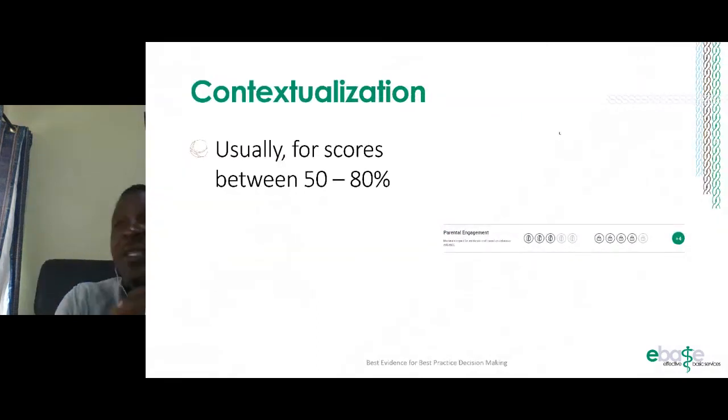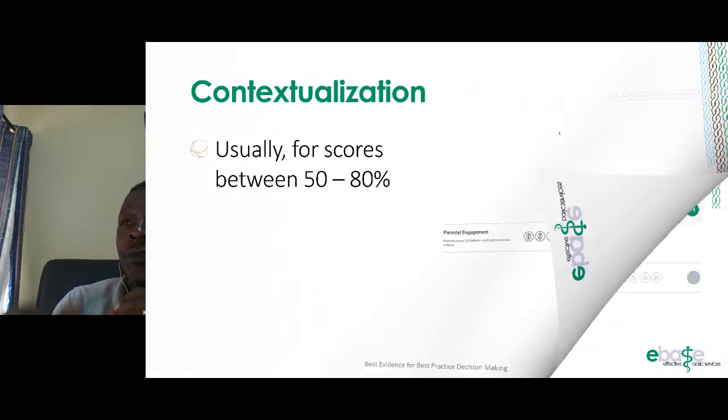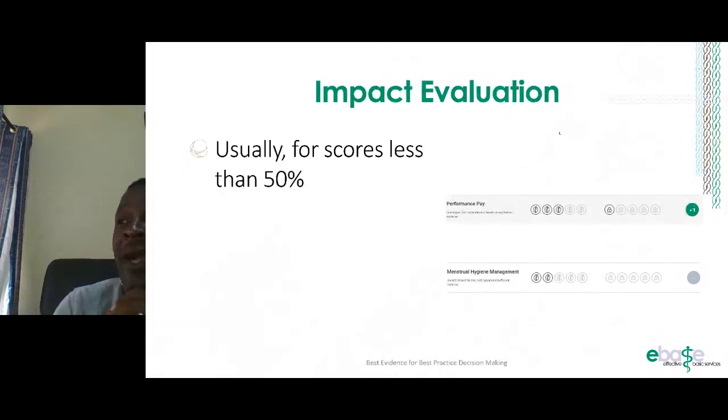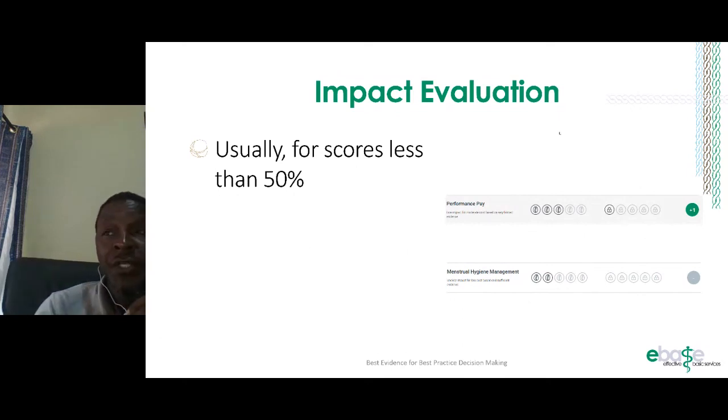Then at 50 to 80%, we need to do some contextualization. We need to modify here and there. For example, parental engagement was one of the topics from the EEF toolkit where we needed to do some of that. And then in certain cases, we have to do an impact evaluation from scratch. It's interesting because with the evidence gap map that we developed within this program, it's easier for us to identify areas where more studies need to be done, and we can take this up to donors.